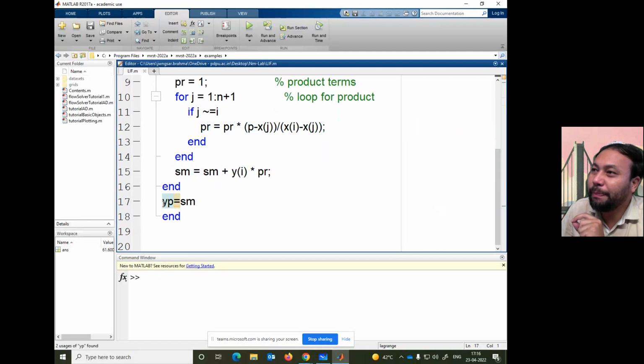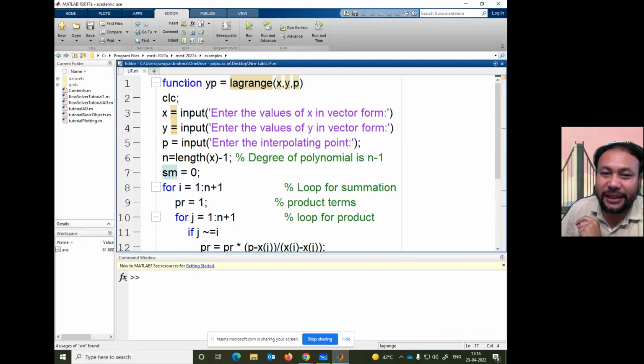Now what is yp? Yp is the interpolating value, equal to the sum, for the given function. We apply the function here. Now again I'm going to explain this function. Yp means I require the interpolating value of y at a given x. So Lagrange, you can write here as per your choice: Lagrange, x is input, y is input, and p is also input. So I have put x, y, p as the input. What is n? N is the length. It will give the degree of the polynomial. If I have 9 points, I can get a degree 8 polynomial. If I have 100 points, I can get a degree 99 polynomial.